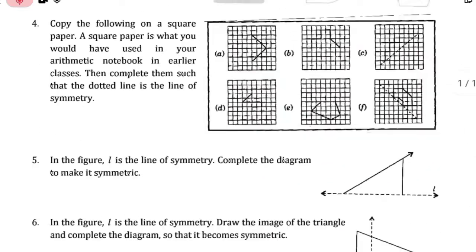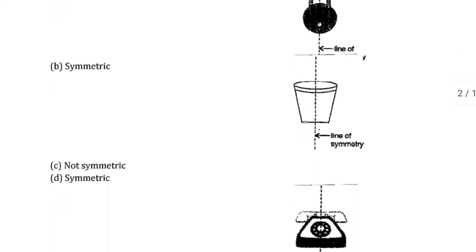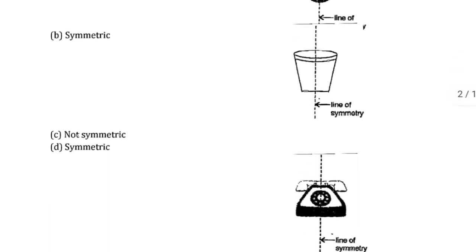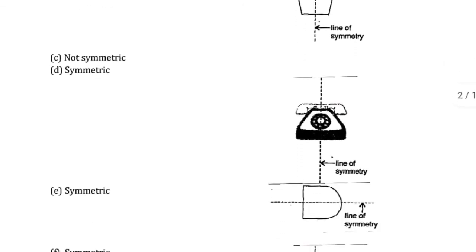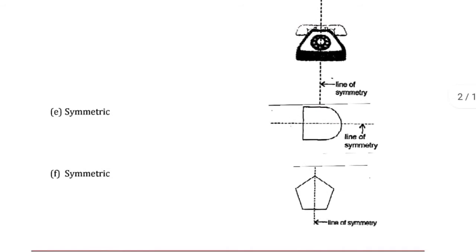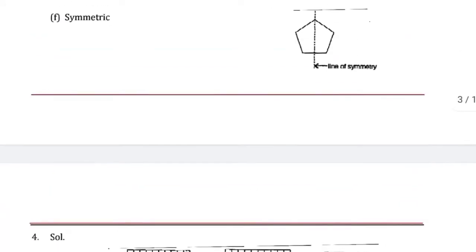See the answer which is already drawn. So the log has a vertical line, so it has symmetry. The glass has a vertical line, symmetry. So figure number C has no symmetry. D, the telephone, has symmetry. E has a symmetrical line, and F also has a symmetrical line.